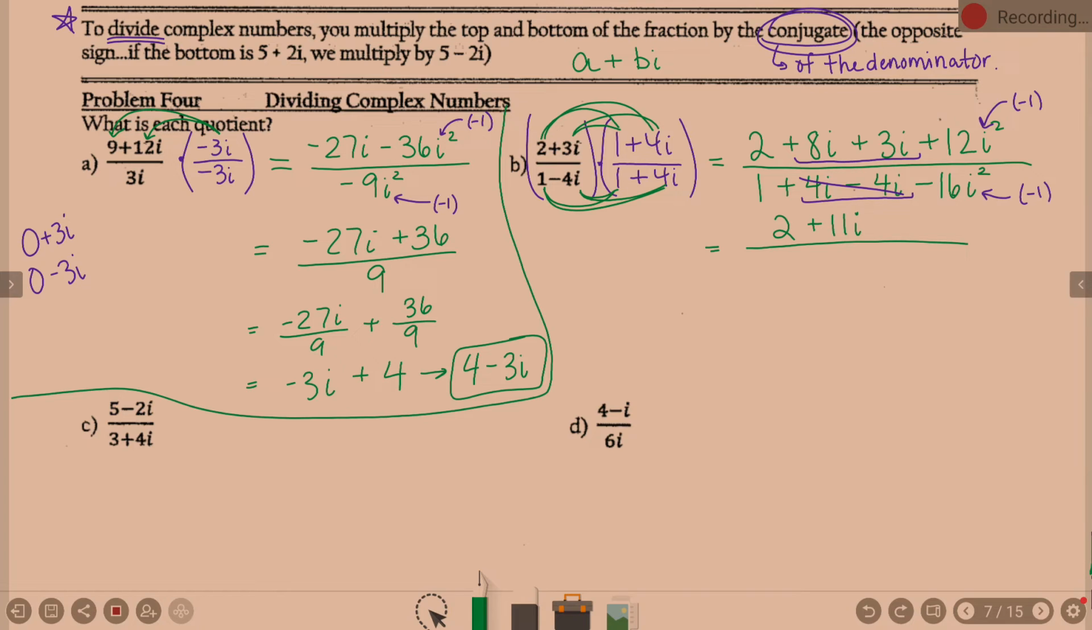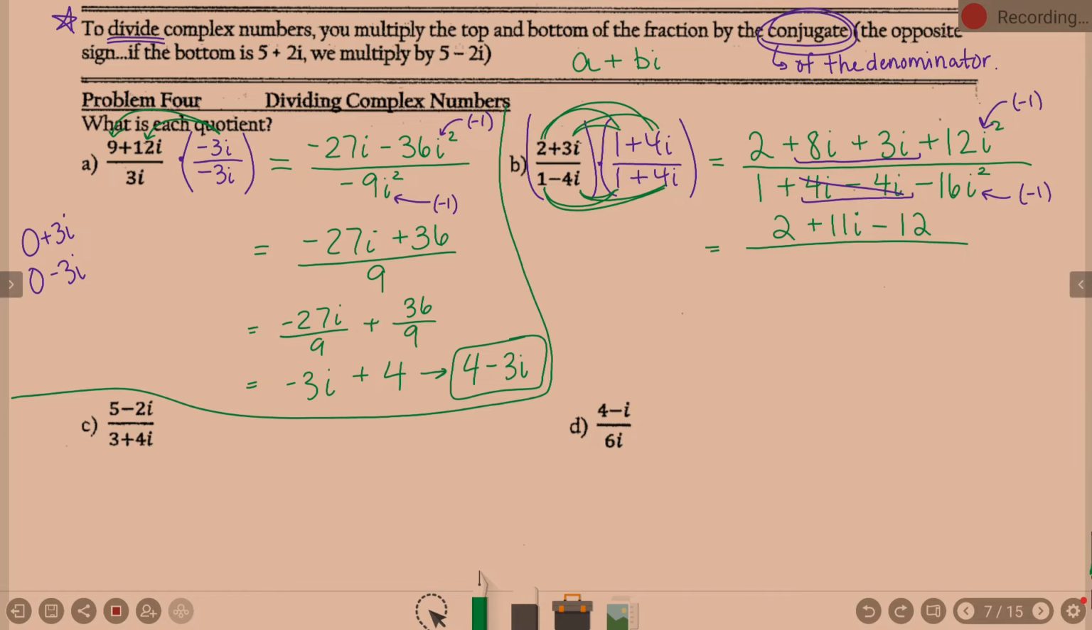11i. If I add 8 of something and 3 of something, that's just 11 of the same thing. And then this plus 12i squared, well, i squared is negative 1, 12 times negative 1, minus 12. Now, some of you may have gotten fancy, and you may have gone ahead and done 2 minus 12. That's fine. For the rest of us, I'm taking the extra step. I'll get fancy here in the next step.